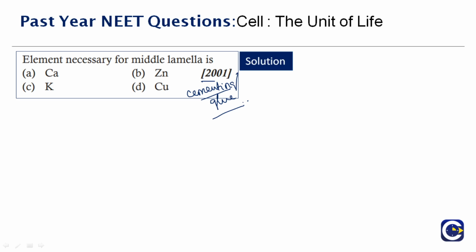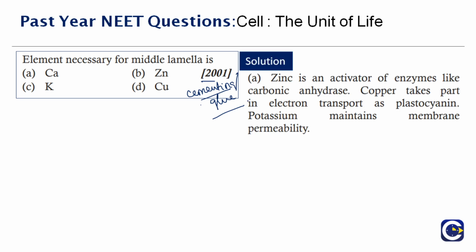I think this part was already explained to you in the earlier part as well. The middle lamella is a layer which cements the cell walls of two adjoining plant cells together. It is the first layer which is deposited at the time of cytokinesis. The major important constituent, or the element that is required for the middle lamella, is calcium, because it is composed of it. Okay. Zinc is an activator of enzymes like carbonic anhydrase.